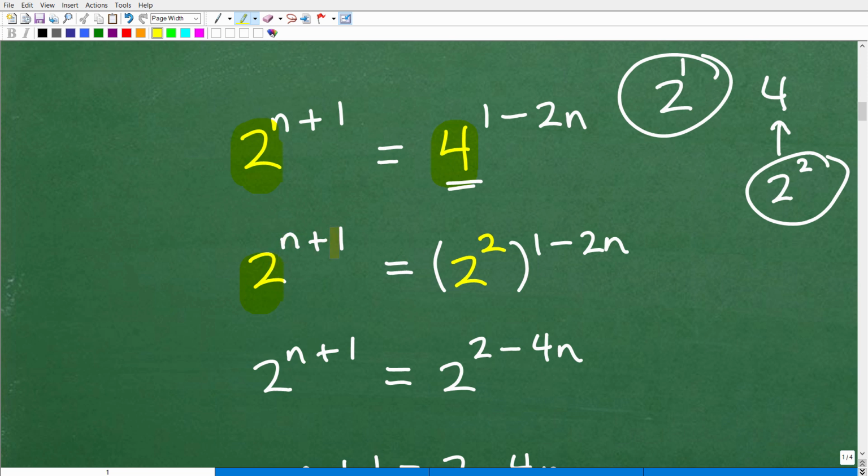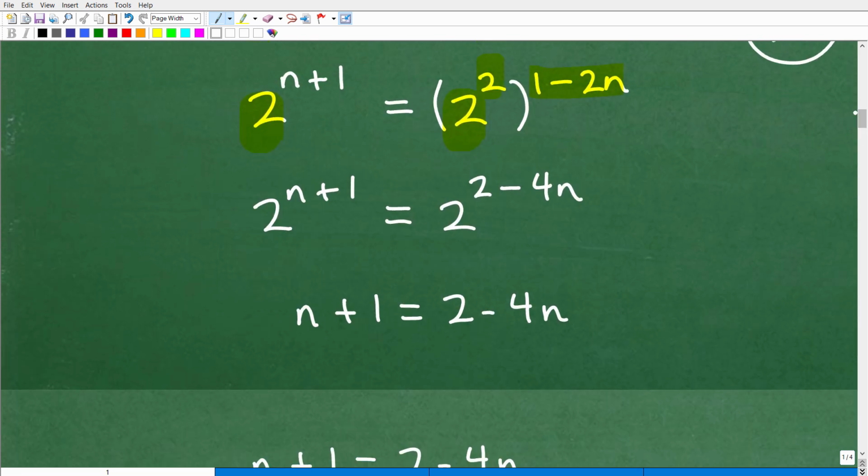So here's 2 to the n plus 1, that's my left-hand side, and then 4 to the 1 minus 2n is the same thing as 2 squared to the 1 minus 2n. Now you're going to see how nice this works out by doing that. So let's go ahead and simplify this.